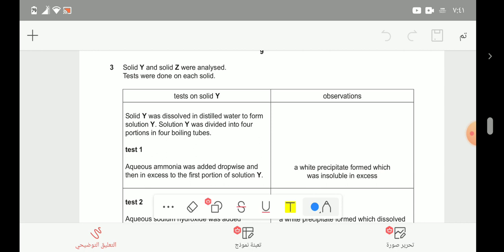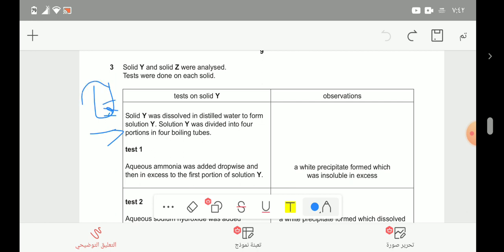So we have two solids, Y and Z, and we will carry out tests on them. This is the chapter on tests for cations and anions. Firstly, solid Y was dissolved in distilled water to form solution Y. Solution Y was divided into 4 portions. So he dissolved solid Y in water and divided it into 4 portions.